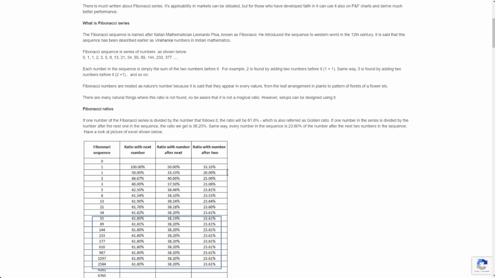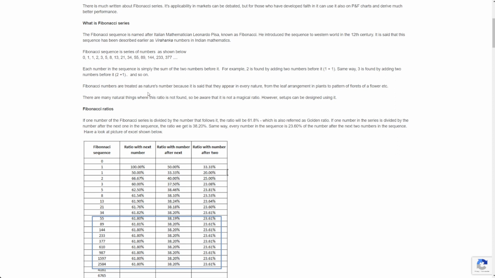The Fibonacci sequence is a series of numbers as shown below. So this is the Fibonacci sequence. You've got 0, 1, 1, 2, and if you notice, you can add the two numbers in front of each other, and then you get the number after it. So 1 and 1 is 2, 1 and 2 is 3, 2 and 3 is 5, 5 and 8 is 13, and you can go on like that. So each number in the sequence is simply the sum of the two numbers before it. For example, 2 is found by adding the two numbers before it, 1 plus 1. In the same way, 3 is found by adding the two numbers before it, 2 plus 1, and so on.